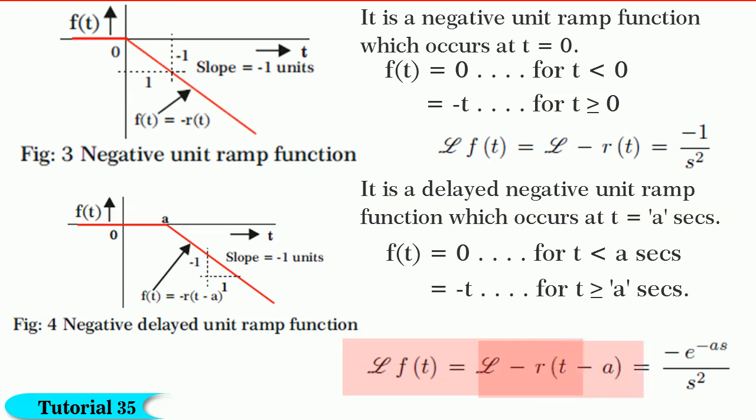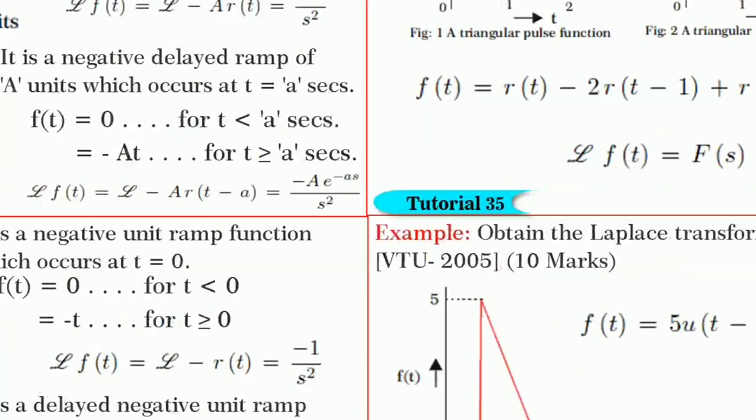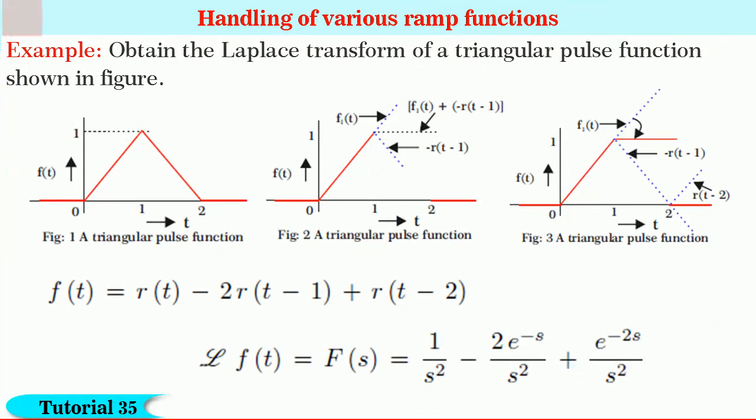Hence, its Laplace transform is L of minus r of t minus a is equal to minus e to the power of minus as by s square. Friends, it is very simple, isn't it? Next, we shall take up some examples and learn to handle the ramp signals.